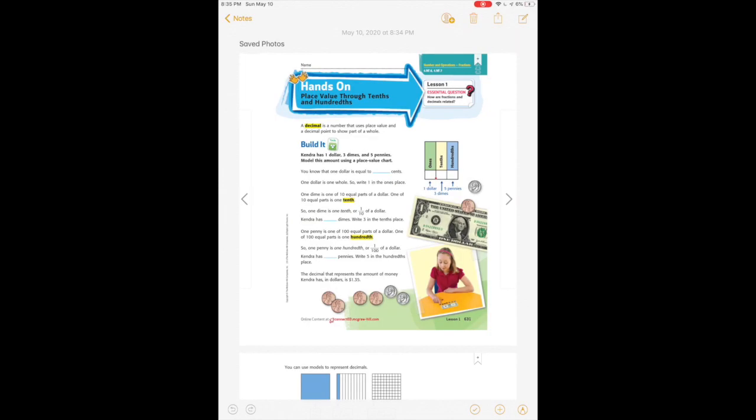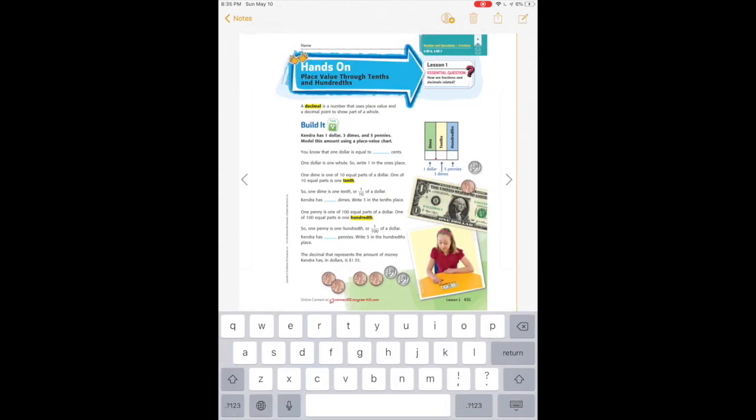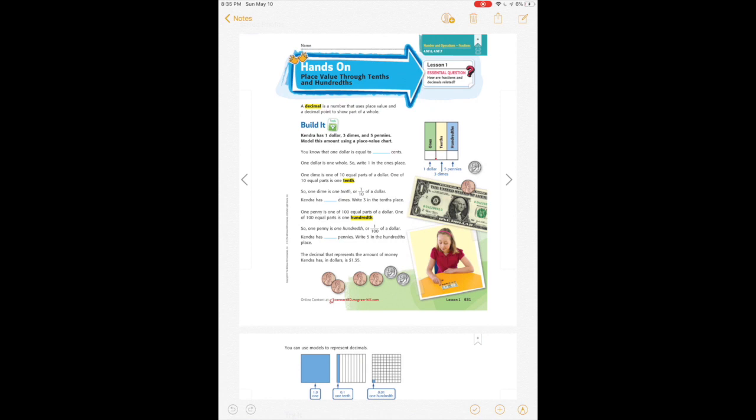Hi guys, happy Monday. Today we are starting our next chapter for math. We finished one last week, and today we are moving on to the next chapter. Today we are doing lessons 1, 2, and 3.